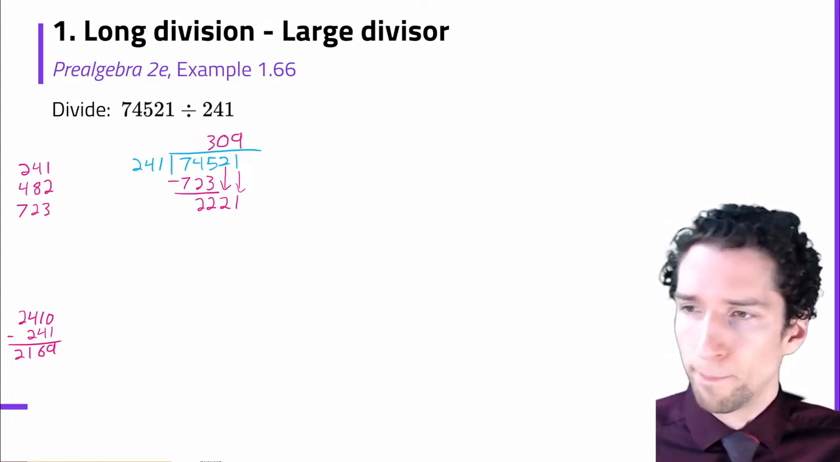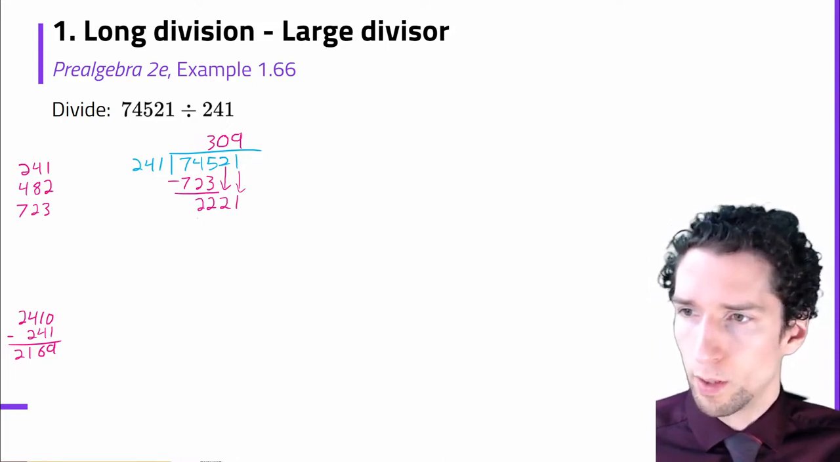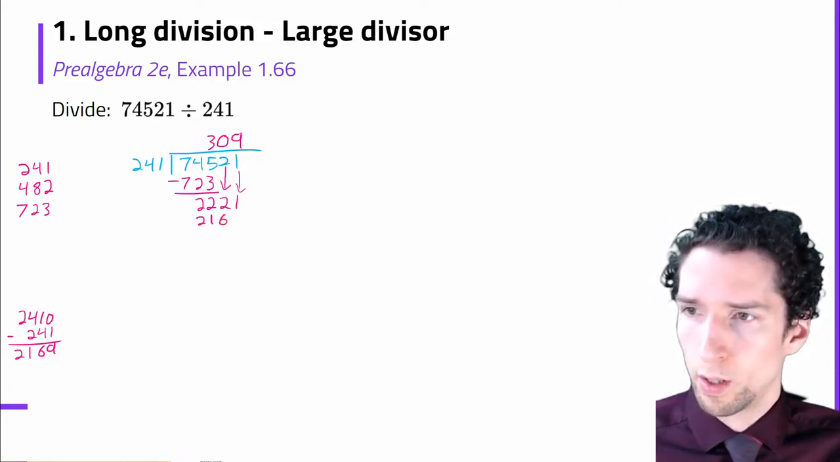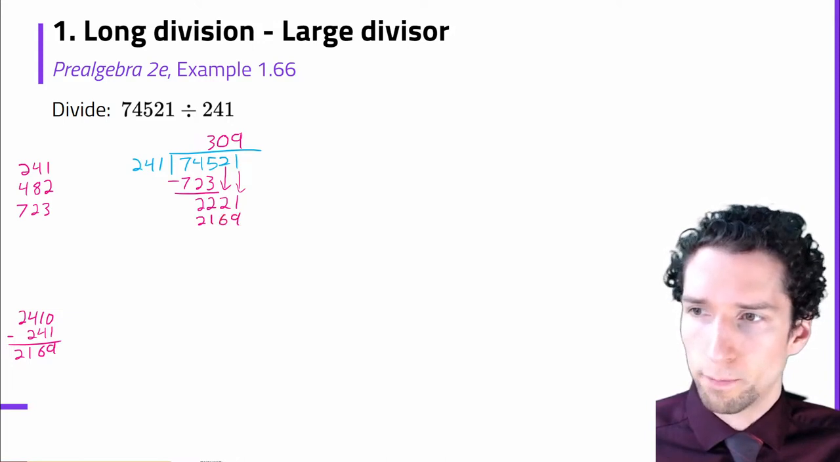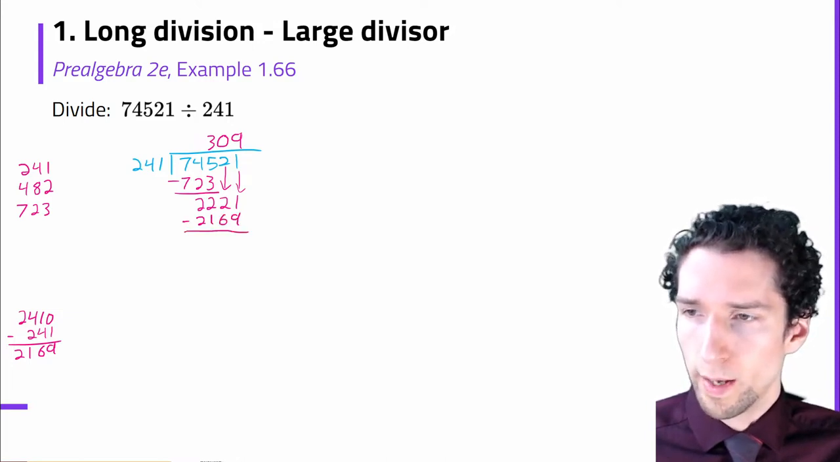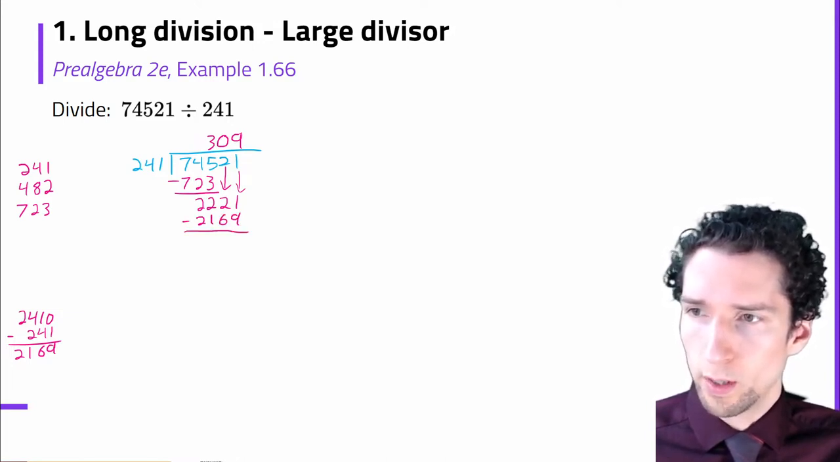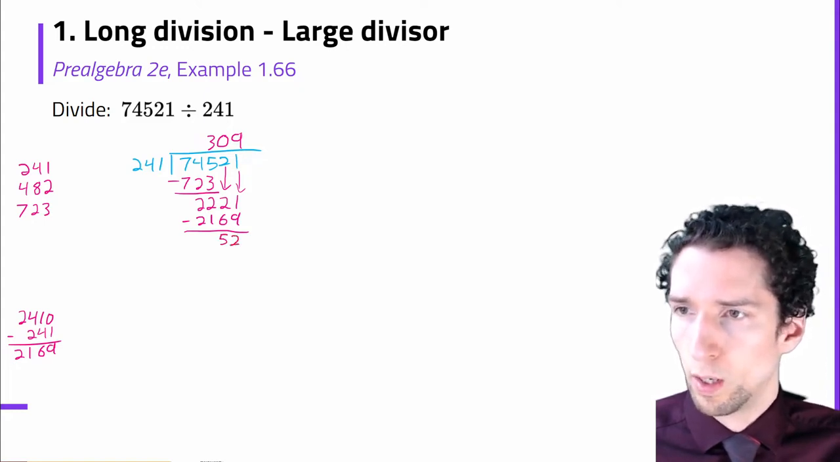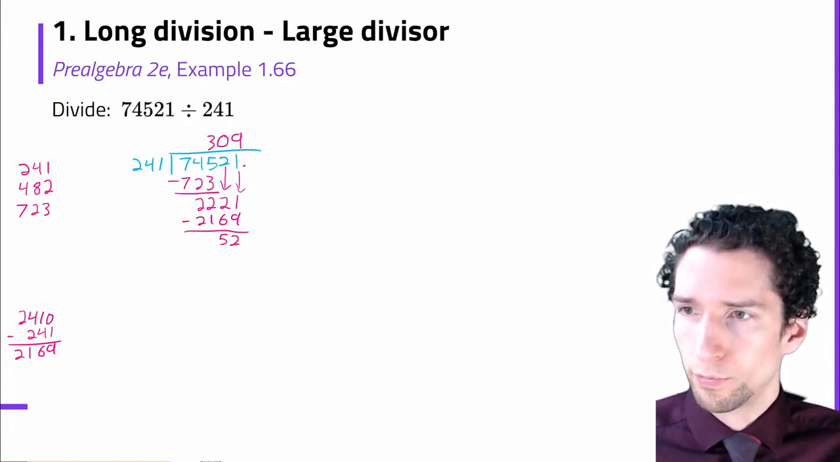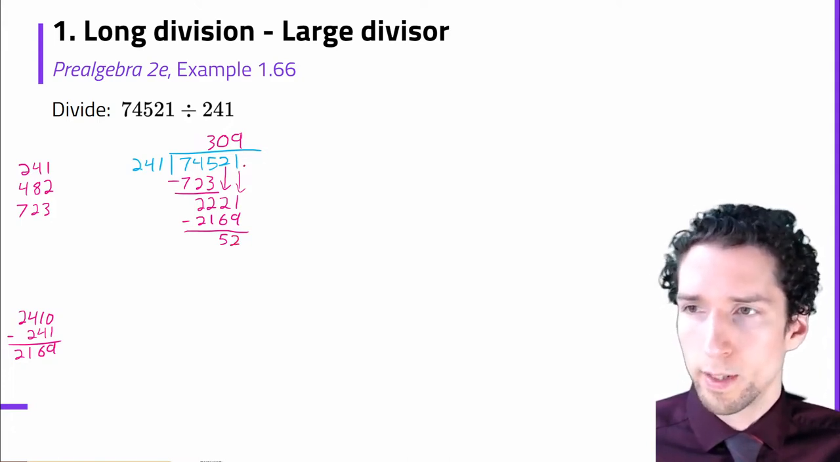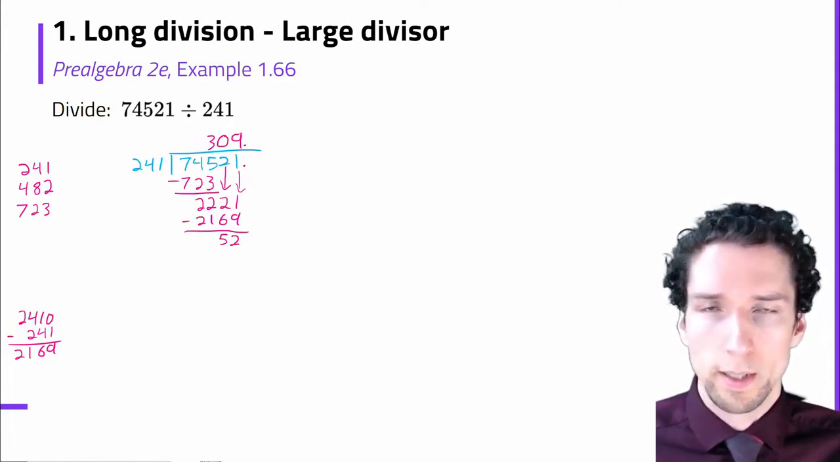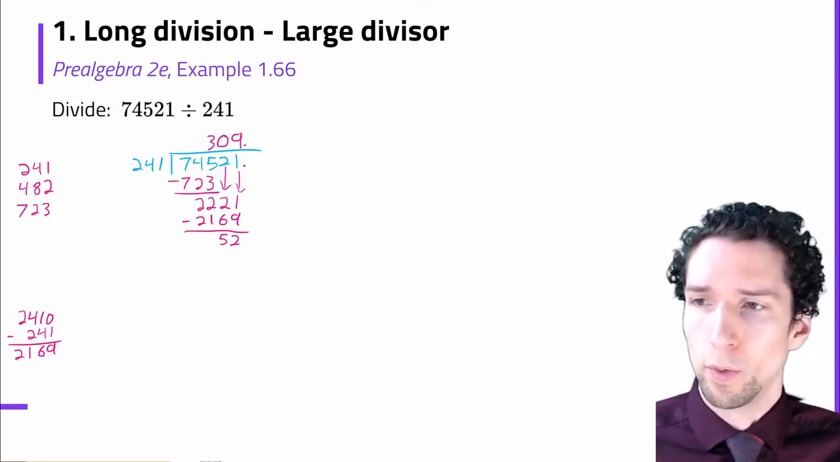4 and 2. Okay, good. So that works. 2,169. And we subtract those, and the number we will get here is 52. Okay, not finished. Let's do a few decimal places. This is probably not going to be some nice clean decimal result, but let's just do a few places and then stop.